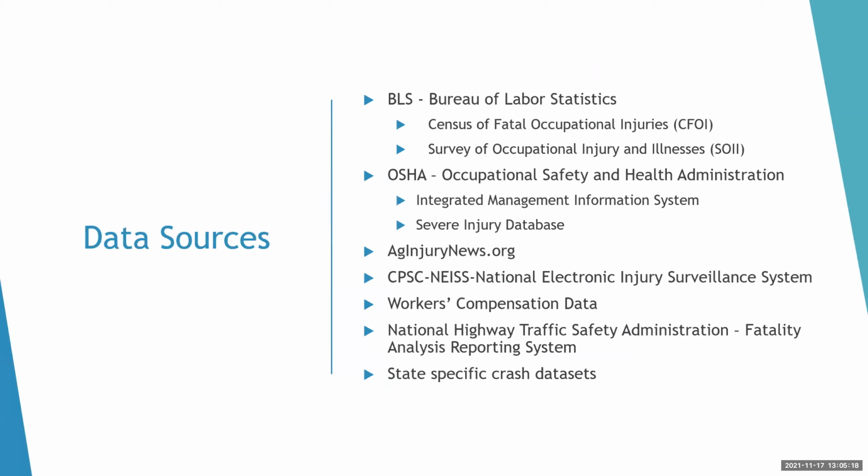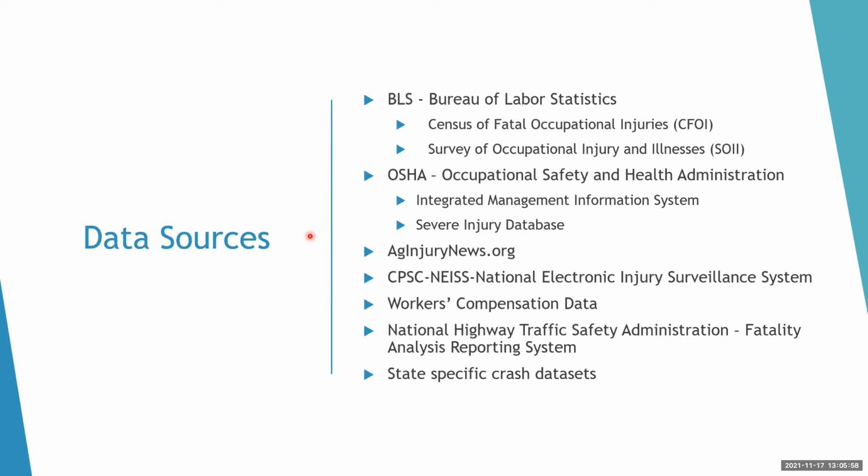Now we know that agricultural injury data is very important to prevent future incidents. So how can we use some available data sources for injury surveillance? There are several data sources that can be used, some related to fatal injuries, some related to non-fatal injuries. The Bureau of Labor Statistics has fatal and non-fatal occupational injury databases that can be utilized for injury surveillance. OSHA has two systems. Those systems can be used for injury surveillance.